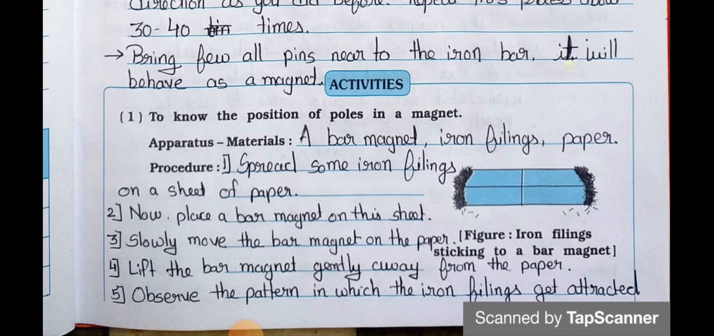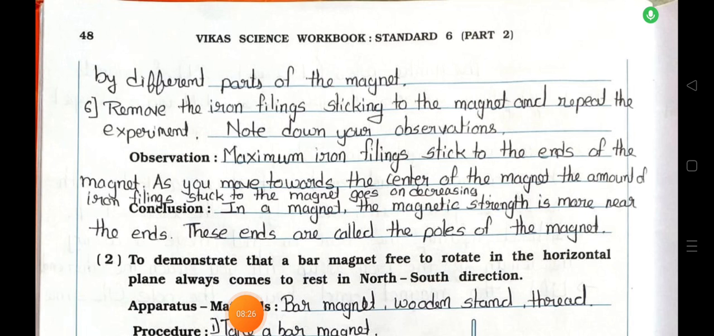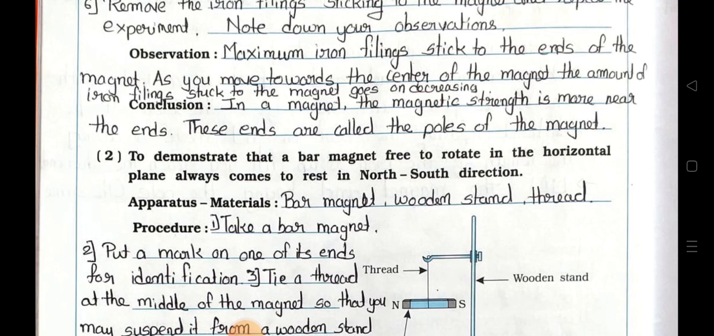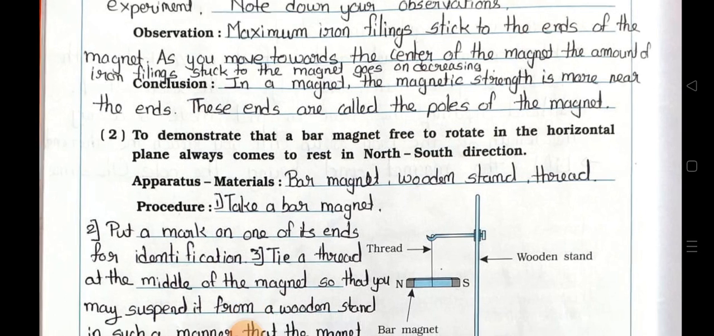Observe the pattern in which the iron filings get attracted by different parts of the magnet. Remove the iron filings sticking to the magnet and repeat the experiment. Note down your observation. Observation: maximum iron filings stick to the ends of the magnet. As you move towards the center of the magnet, the amount of iron filings stuck to the magnet goes on decreasing. Conclusion: in a magnet, the magnetic strength is more near the ends. These ends are called the poles of a magnet.